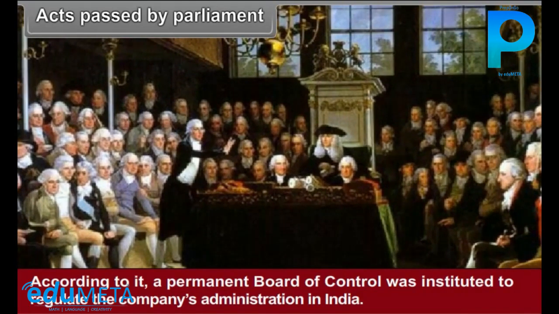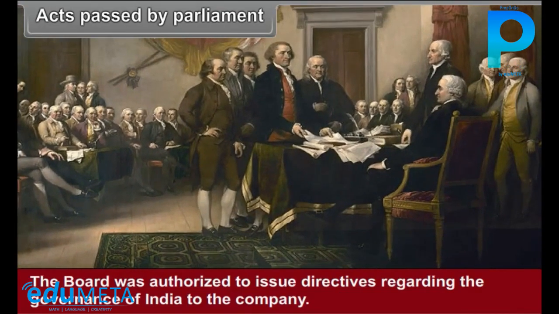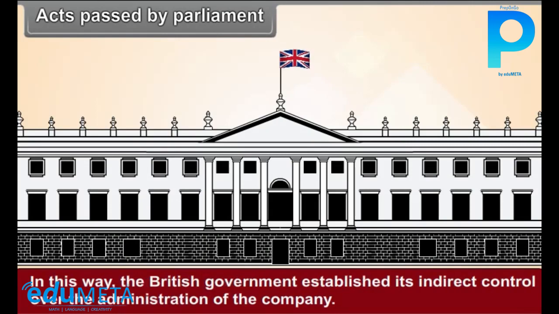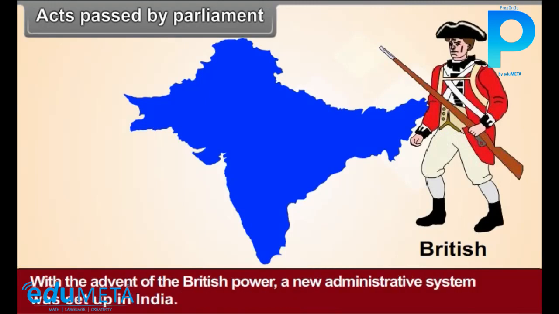In 1813, 1833 and 1853, British Parliament passed acts introducing changes in the governance of the company. In this way, the British government established its indirect control over the administration of the company. With the advent of the British power, a new administrative system was set up in India. The civil service, the military, the police force and the judiciary were the main pillars of the British administration in India.